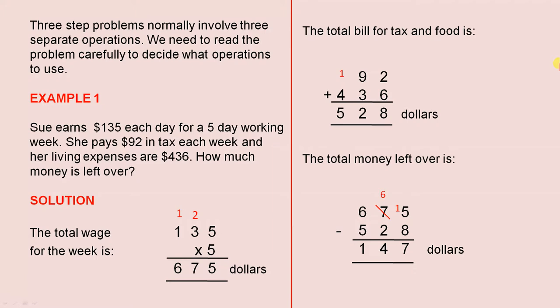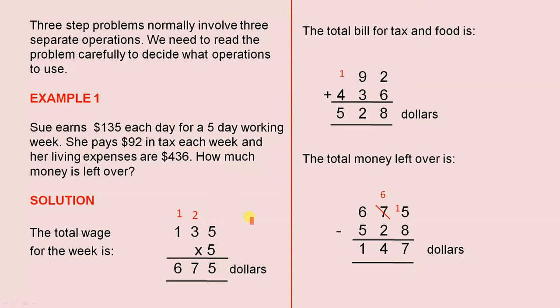Now, example 1. Sue earns $135 each day for a 5-day working week. She pays $92 in tax each week, and her living expenses are $436. Now that is for the week. How much money is left over?